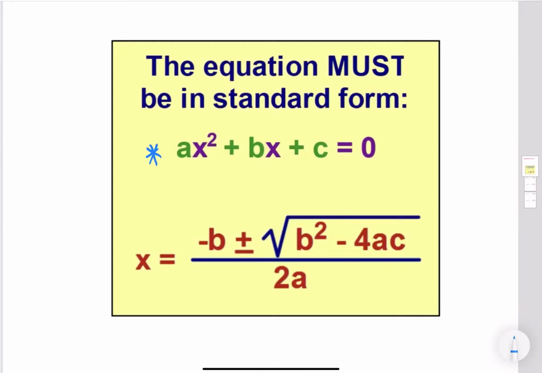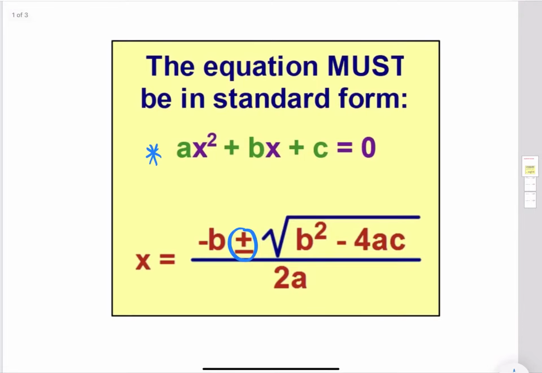X is equal to negative b plus or minus the square root of b squared minus 4ac all over 2a. We have to keep in mind that we have this plus or minus sign here, and that basically means we have a possibility of getting two solutions. Most of the time we will have two solutions. There are some occasions where we'll only have one, and there may even be some occasions where we'll have no solutions. When we have no solution, chances are we're working with imaginary numbers, which will be another video.